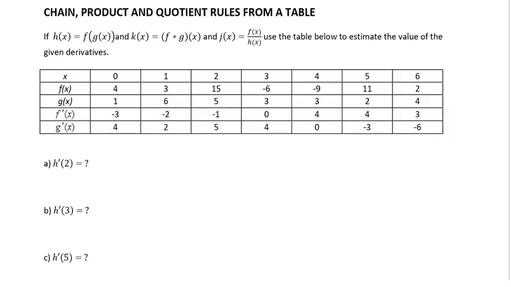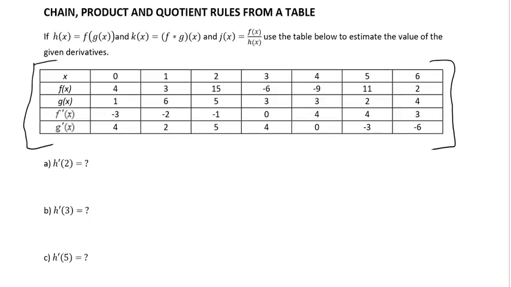In this video, we're going to look at the chain, product, and quotient rules if we're dealing with things from a table. And so you can see here we have a table of values. We have f of x for 0 to 6, g of x for 0 to 6, f prime of x for 0 to 6, and g prime of x for 0 to 6. And we're going to use those to make some calculations.